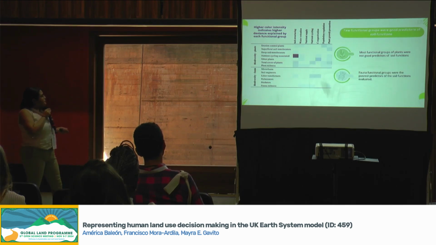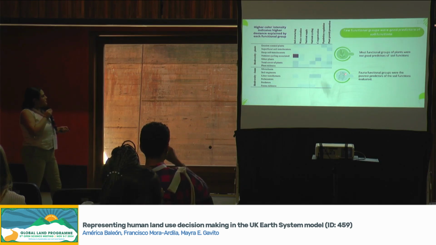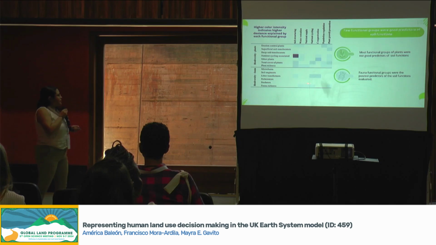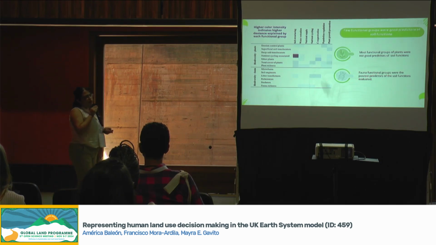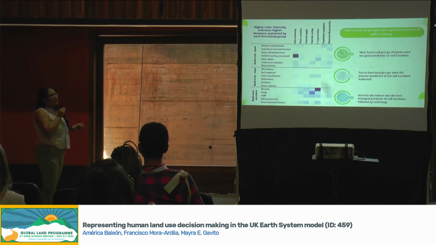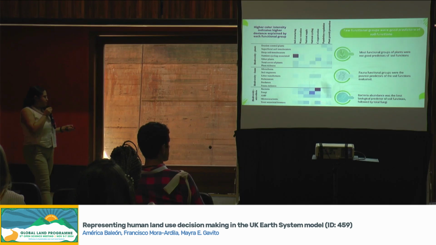From the fauna perspective, most of the functional groups were the poorest predictors that we evaluated, but this output doesn't mean they are not good predictors. The next step for us is to evaluate how management is affecting these groups, because maybe they are not giving us information because they are part of the ones that receive the damage. And finally, bacteria abundance were the best predictors of soil functioning.